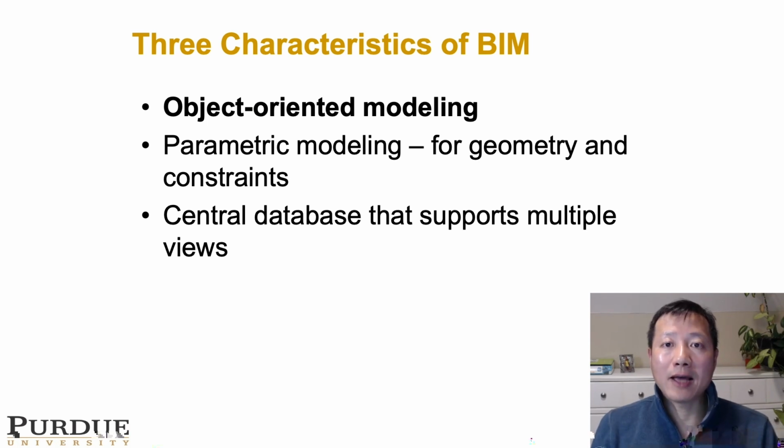In our last lecture, we talked about the three characteristics of BIM, one being object-oriented modeling, one being parametric modeling for geometry and constraints, and the other one is the central database that supports multiple views. So this slide sets up the context for this video, talking about object-oriented modeling.